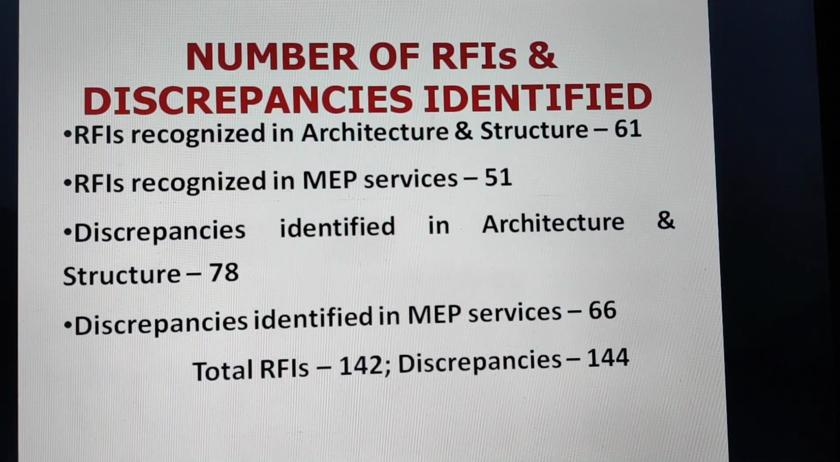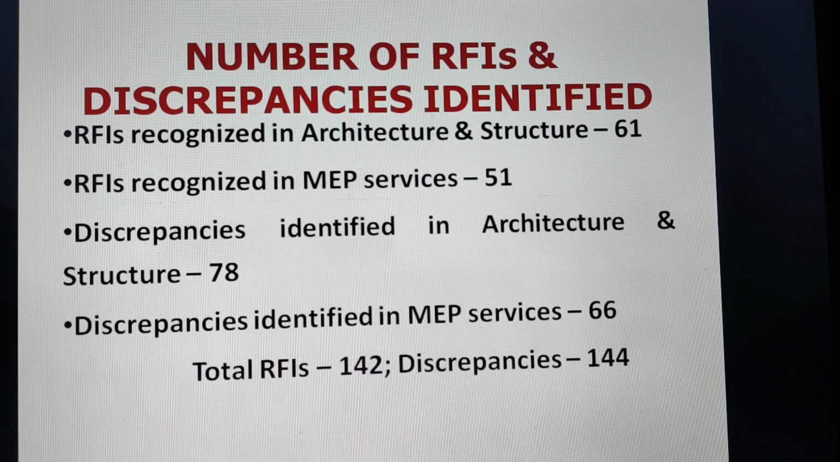Now you can understand from this presentation that number of RFIs recognized in architecture and structural only, in two types of drawings, were 61, and then recognized in MEP services were 51. MEP services are very important, and must take care of that, particularly in building construction, multi-story building construction.